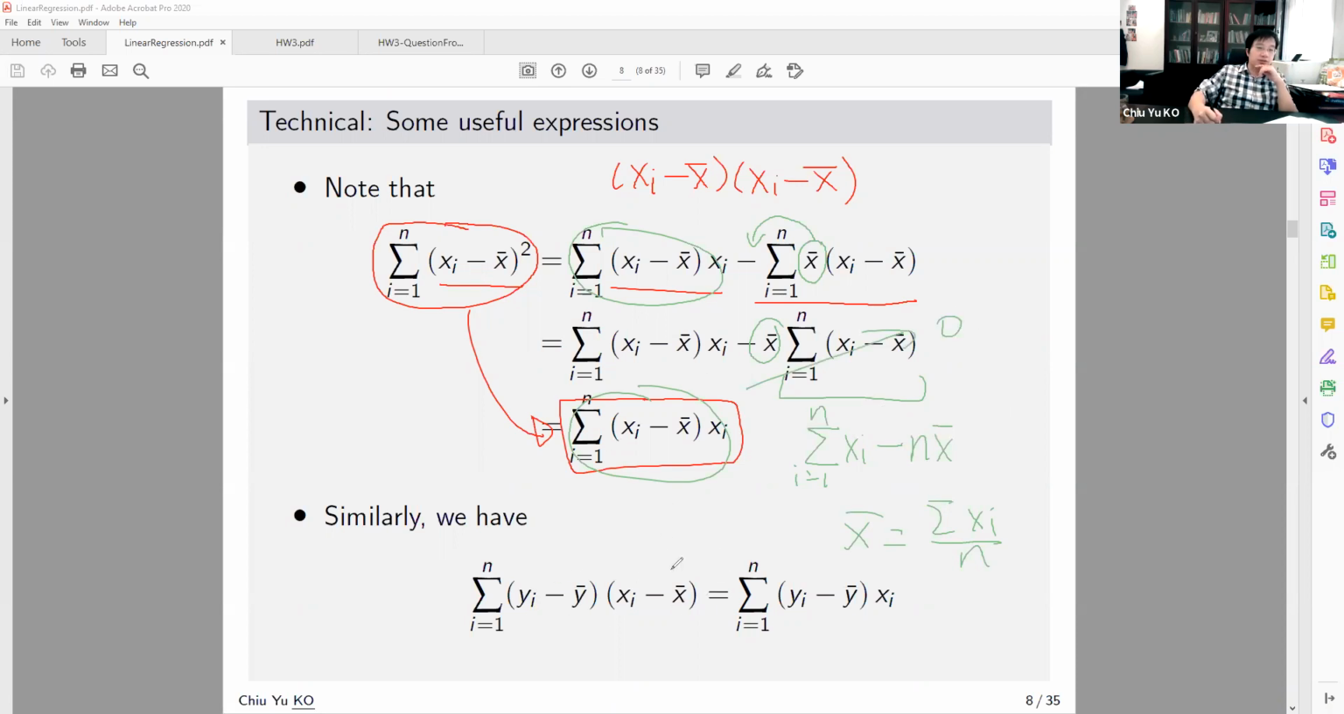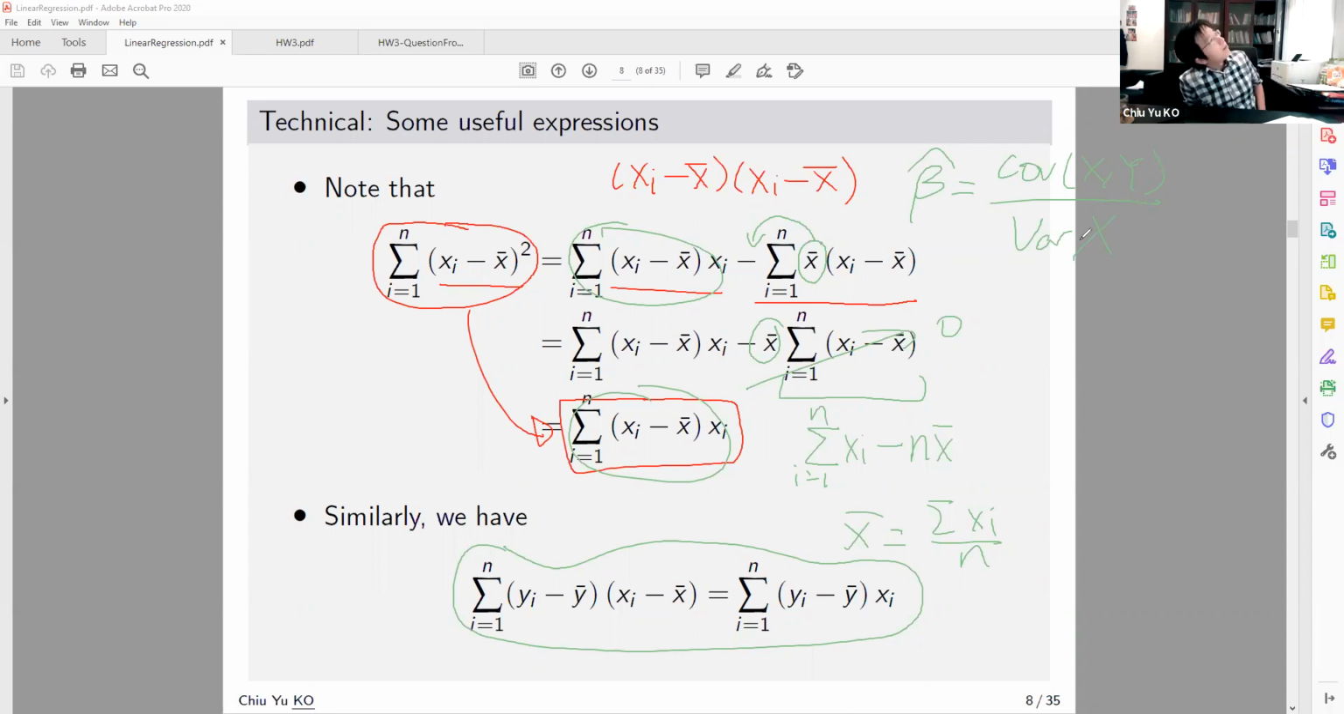You can use the same proof. You can just replace this by y, and you can show it is the same idea. So at the end, we have proved that beta hat is covariance of x and y over variance of x. That is something you should keep in your mind from this class. If you can't remember any formula from this class, at least you can remember this formula.